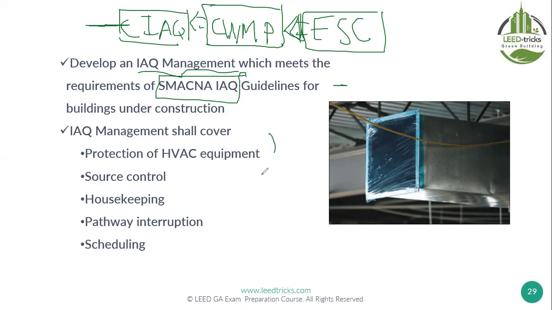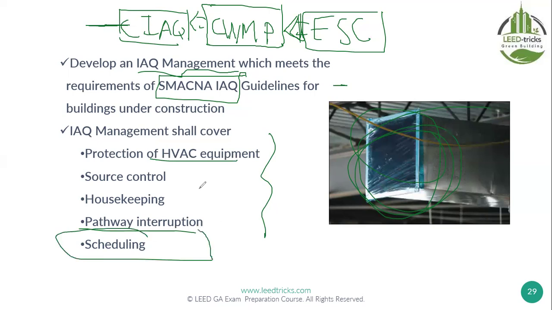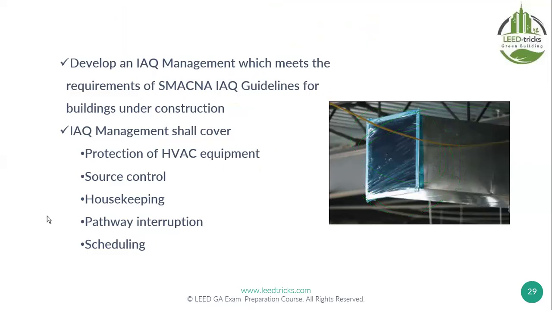What are the SMACNA guidelines? Something like that. Protection of HVAC equipment, like what we see here. Source control, prevent the source of pollution. Housekeeping, cleaning always. In the construction, we say you always do cleaning. Zoning, they make segregation, like pathway interruptions. You put partitions between the areas of construction. And scheduling work at different times. All these are ways to control the pollution. Okay, the most important information we said: IAQ Management Plan based on SMACNA guidelines.